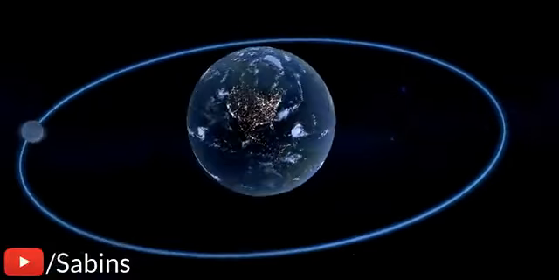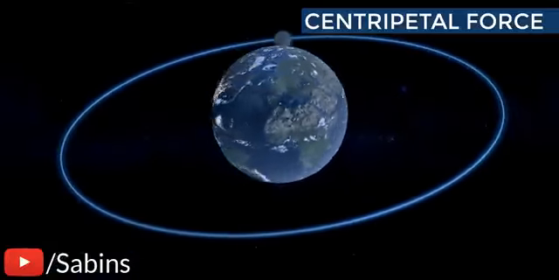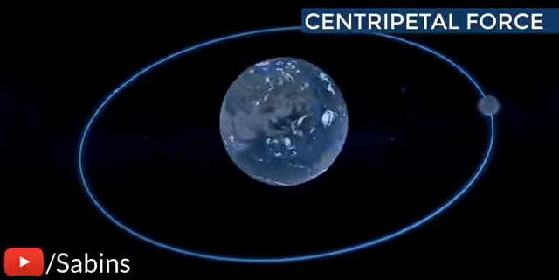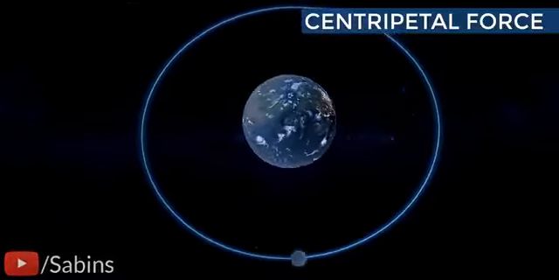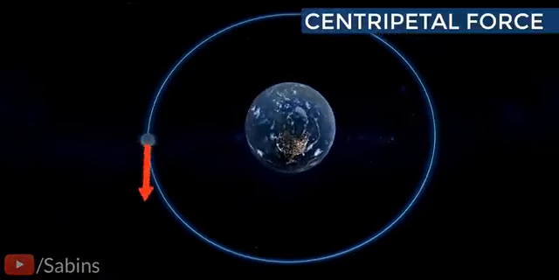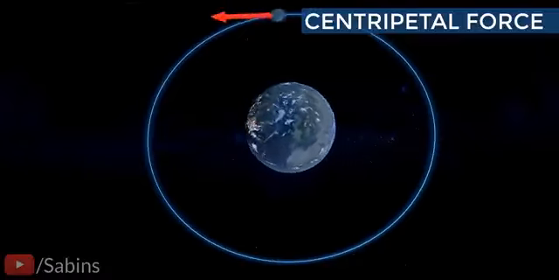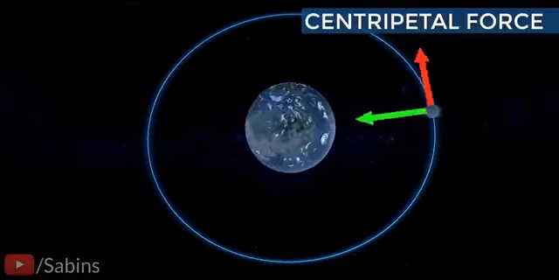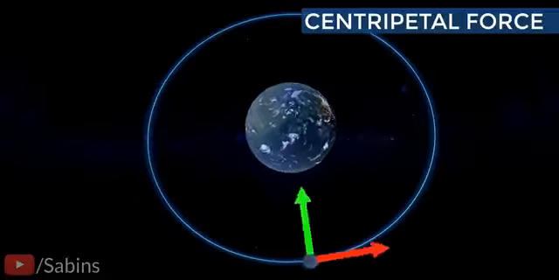At first glance, centripetal force looks strange. Consider this situation. The moon revolves around the Earth. The moon has a velocity as shown at a particular instant. However, to make this circular motion, the force should be perpendicular to the velocity, as shown.